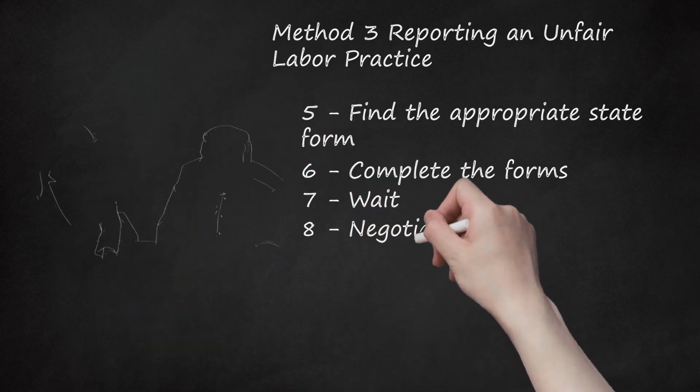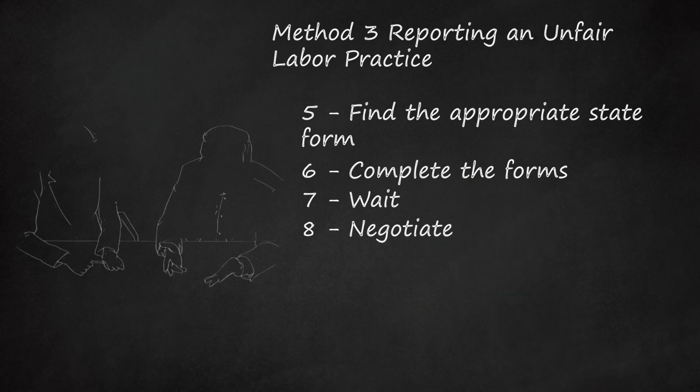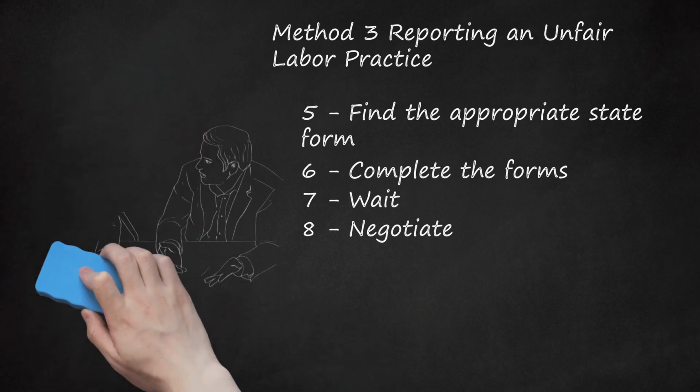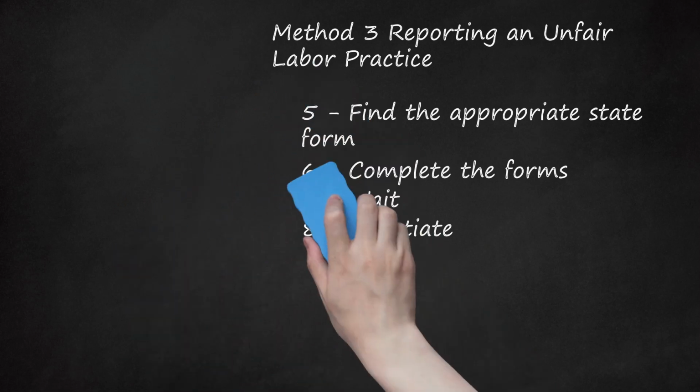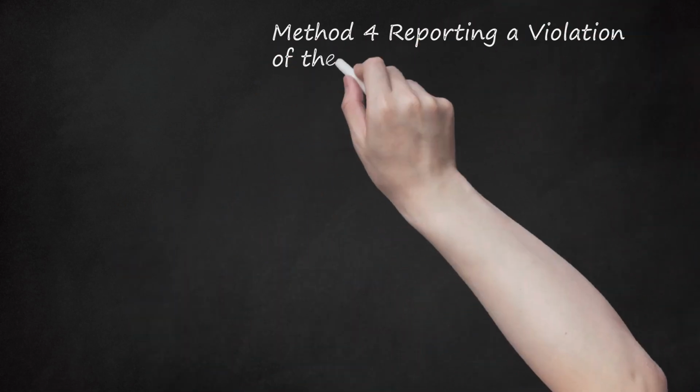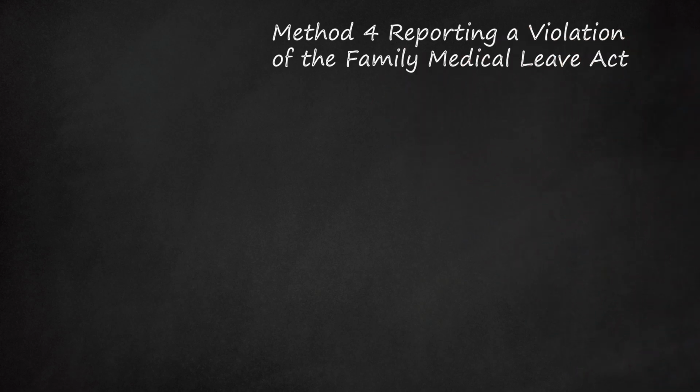8. Negotiate. You have the option of negotiating with your employer or union and reaching an amicable settlement which satisfies all parties. If this happens, you may then withdraw your complaint. If you wish to negotiate, you may want to speak to an experienced labor lawyer first. To find such a lawyer, you should visit your state's bar association in person or online, and inquire about their referral program. Method for reporting a violation of the Family Medical Leave Act.